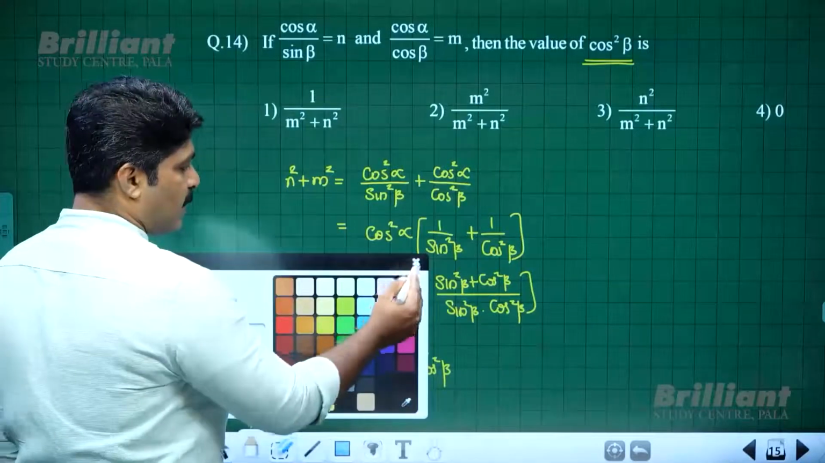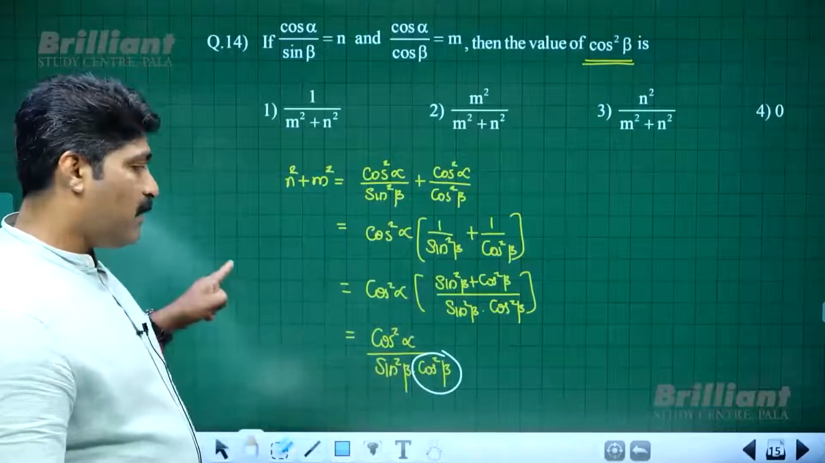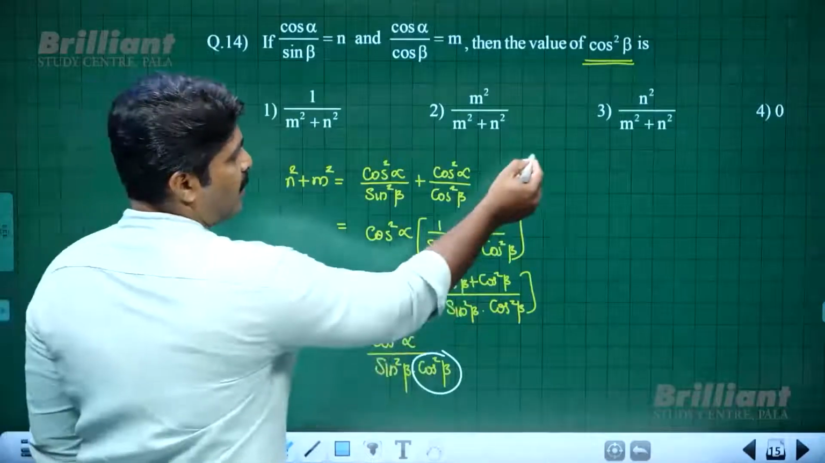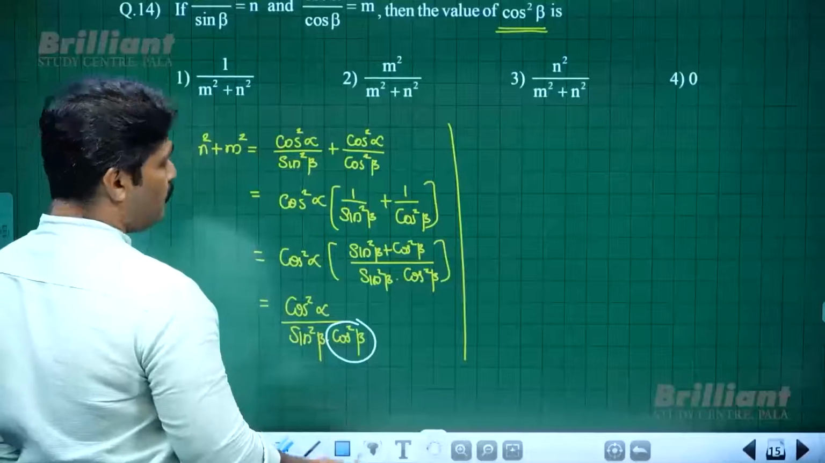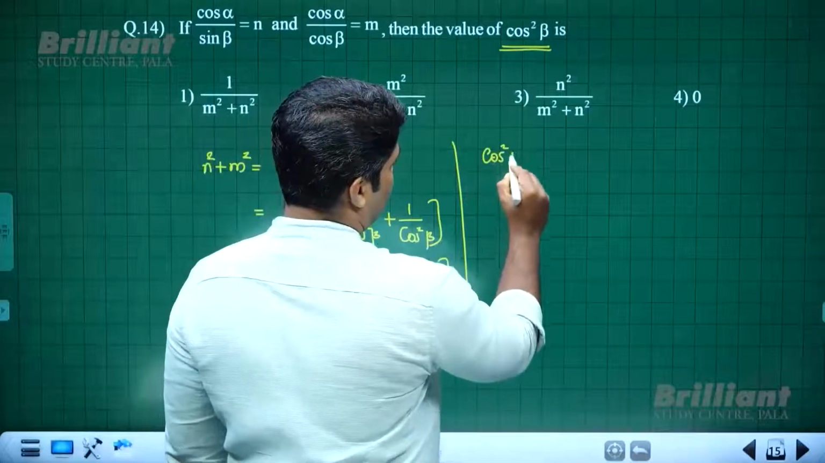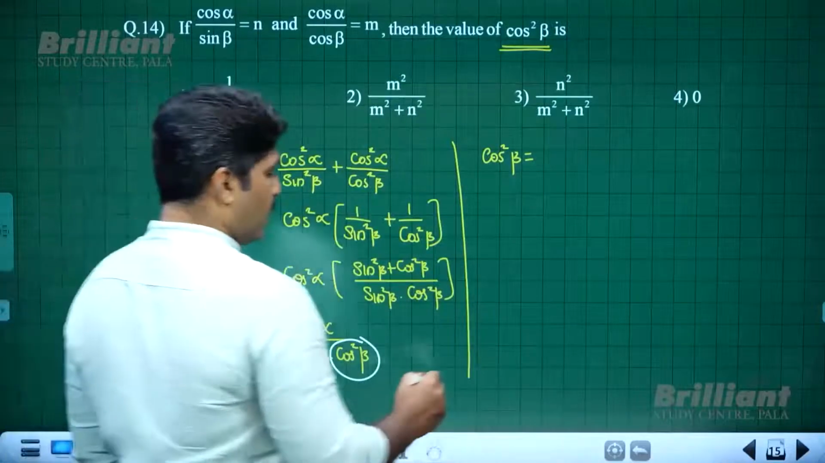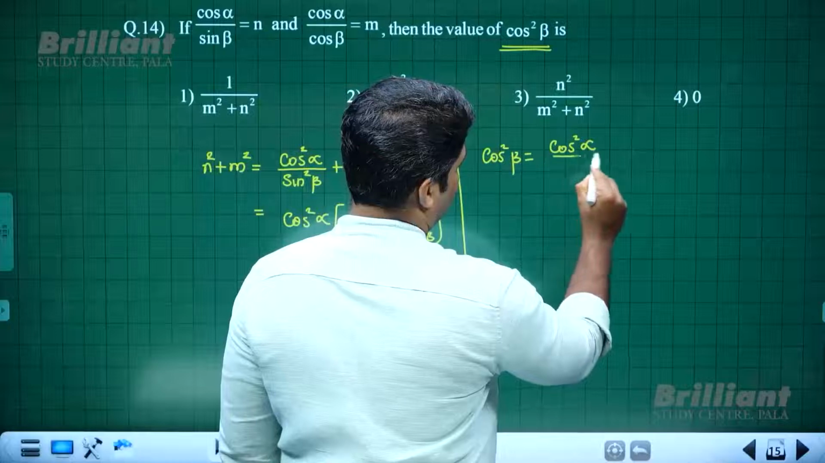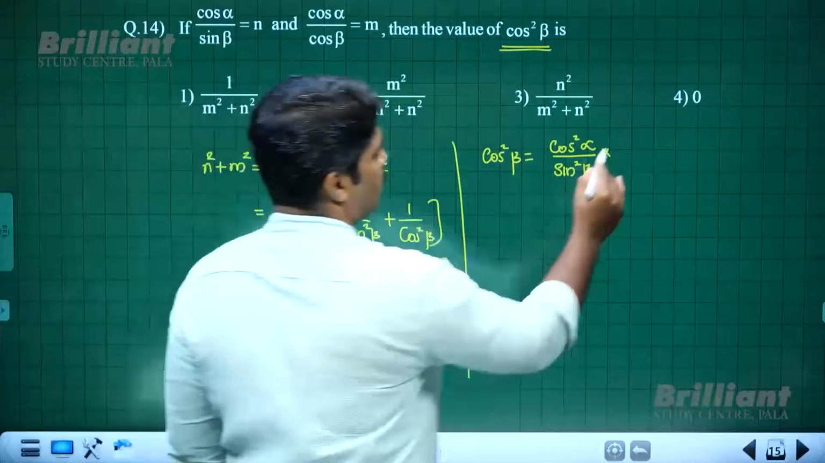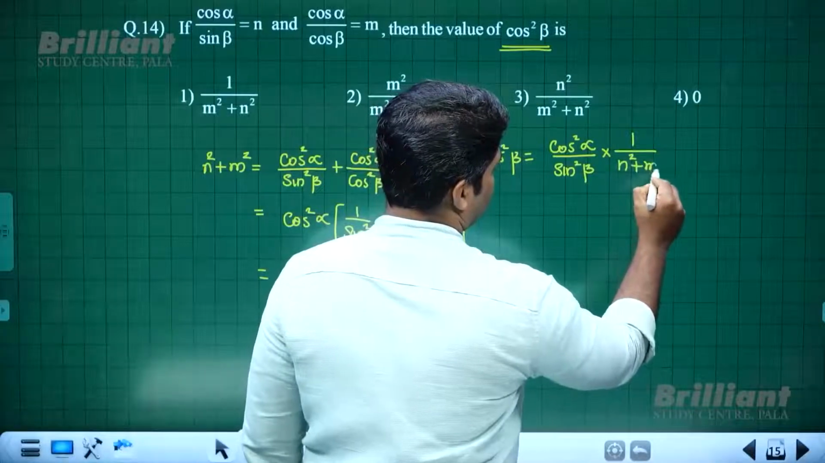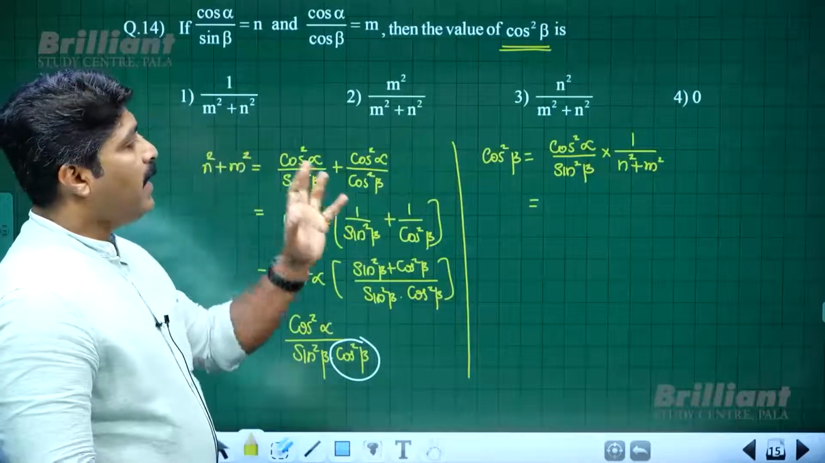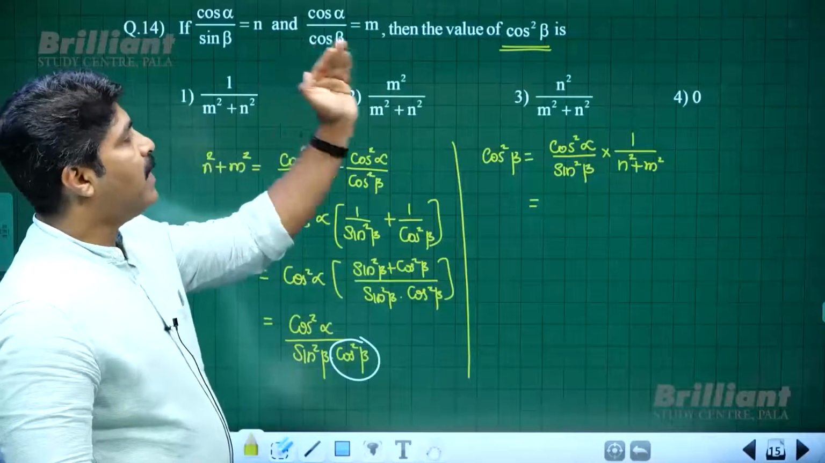From this expression we have to deduct this cos square beta. Take this cos square beta on the left side, and the rest of all the values on the right side. Like that we can catch it. So if we are further doing the steps of operations here, cos square beta is equal to cos square alpha by sin square beta into, with n square plus m square on the left side moving towards the right side, 1 by n square plus m square. So from this step you have to catch how we can express this cos square alpha in terms of n or cos square alpha in terms of m.